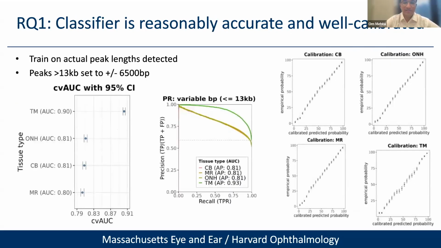To deal with this, we updated our pre-processing approach to preserve all peaks up to a maximum of 13 kilobase pairs. The updated classifier was reasonably accurate, displaying a ROC-AUC of 0.81 through 0.90, and a similar AUC for precision recall. The model was also found to be well calibrated, providing confidence in its predictions across eye tissues.